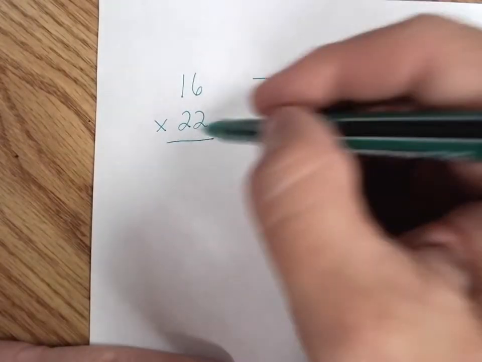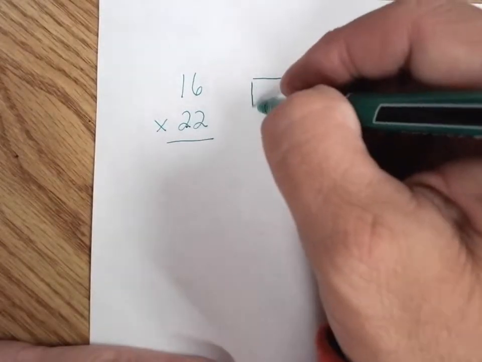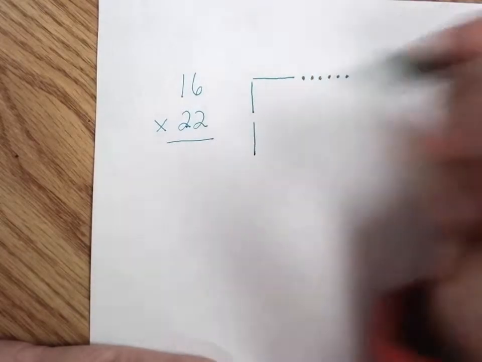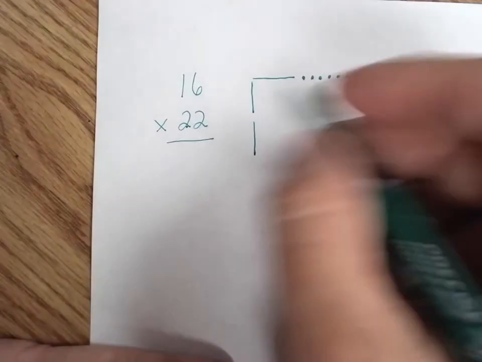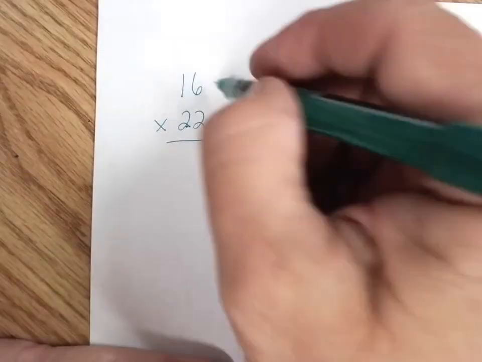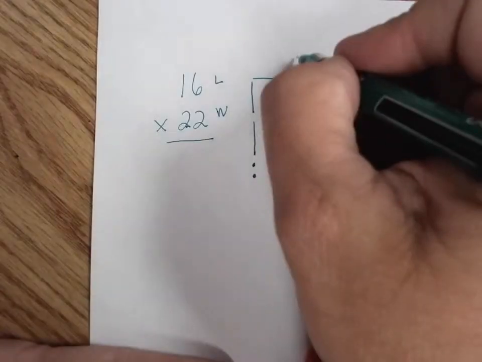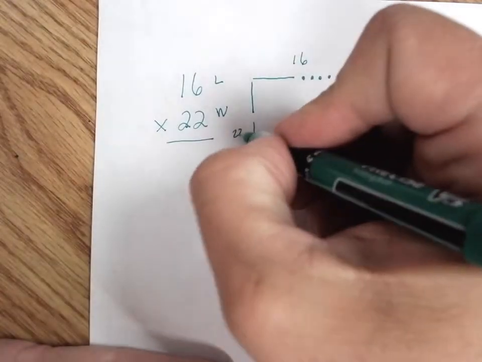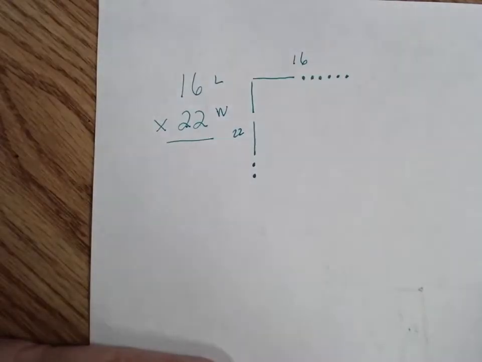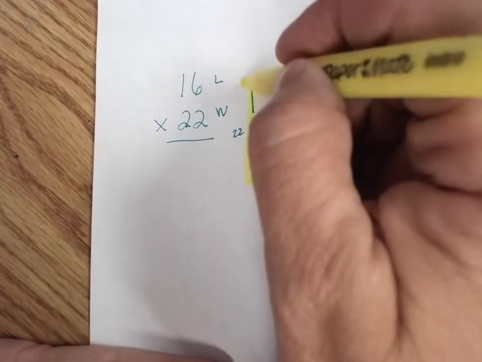And then you would do your 22 coming down. So you'd need 2 10s, so you would draw 2 rods. And then you need 2 ones. So this represents our length and our width. So we have 16 here and we have 22 here. I'm going to highlight this so you can see this better.